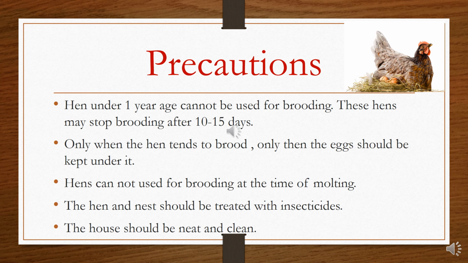Now, some precautions should be followed in the natural method of hatching eggs. A hen under 1 year of age cannot be used for brooding. These hens may stop brooding after 10 to 15 days. Only when the hen tends to brood should the eggs be kept under it. Hens cannot be used for brooding at the time of molting. The hen and nest should be treated with insecticides. The house should be neat and clean.